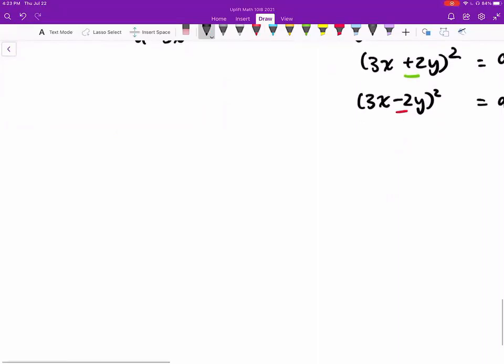We can do one more example. What about 16 plus x squared minus 8x? Is this a perfect square trinomial?